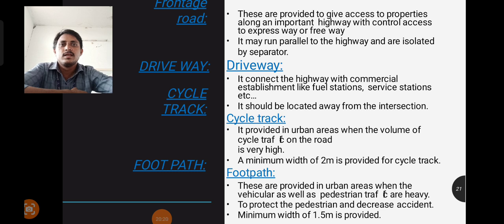You can see many other elements, for example driveway, cycle track and footpath. A driveway connects the highway with commercial establishments like a fuel station or service station. A cycle track is provided in urban areas where the volume of cycles on the road is high, with a minimum width of 2 meters. A footpath is also provided in urban areas for pedestrian traffic.